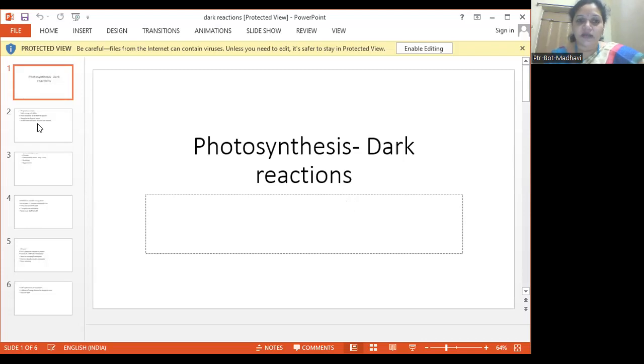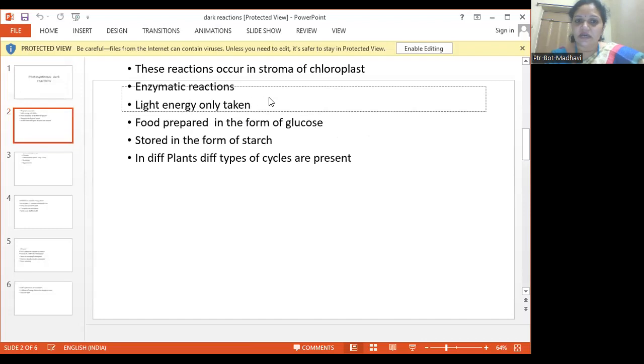So these dark reactions are nothing but enzymatic chemical reactions, which are completely carried out by the enzymes present in the stroma of the chloroplast. These enzymes are present in large quantity, according to the species where they are growing, in the stroma of the chloroplast. That is a semi-solid liquid present in the chloroplast.